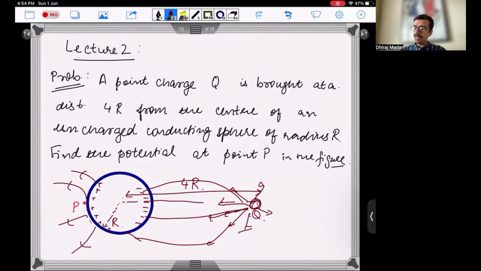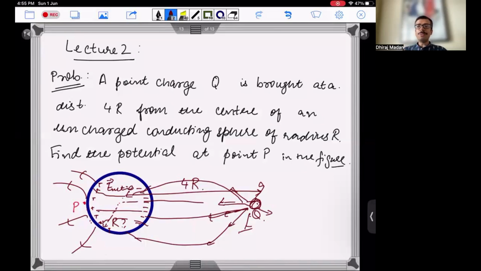So the situation is now going to be as follows: inside this conducting sphere, the net electric field is going to be zero, because there is an external electric field and then there is an electric field which is created due to these induced charges. Overall, the net electric field inside this is going to be zero.